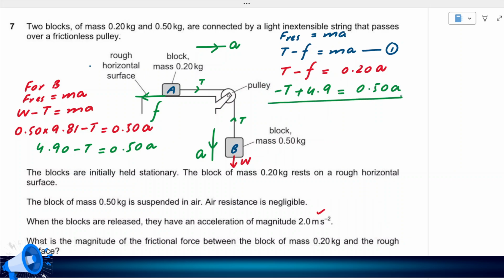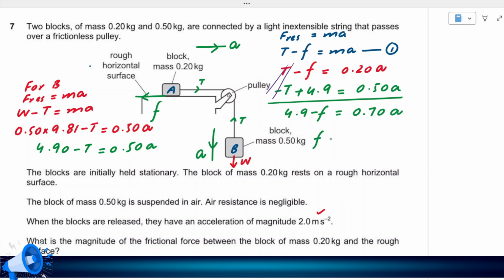Now I can add these two equations. So plus t minus t would be cancelled out. And if I add these two terms, it would be 4.9 minus f. And if I add the right sides, it would be 0.70a.